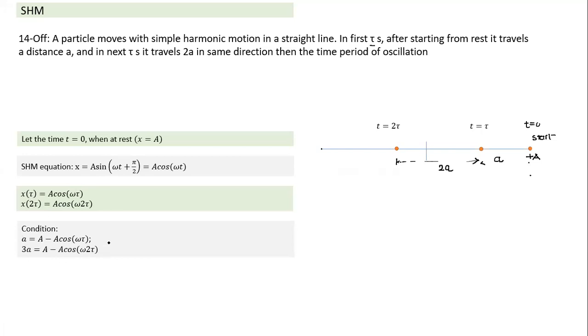So these are the two equations I formed based on the information given. The rest is all simple. Once you form these equations, we can easily solve for the value of tau. We eliminate a and we get an answer. What is the time period? We get the value of omega here. What is the other way I could have solved this?